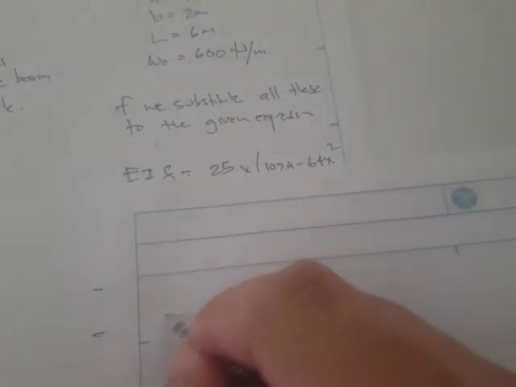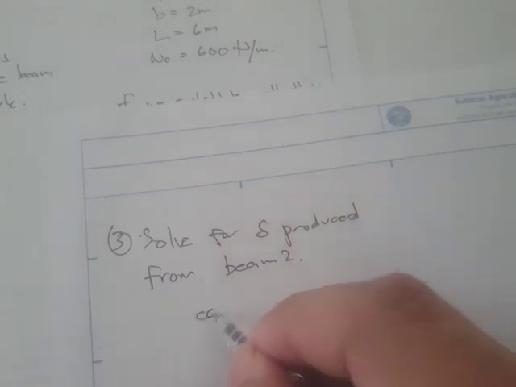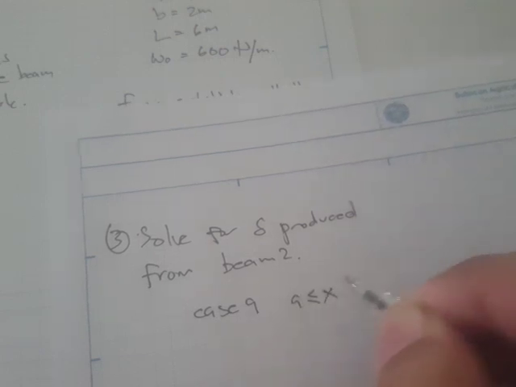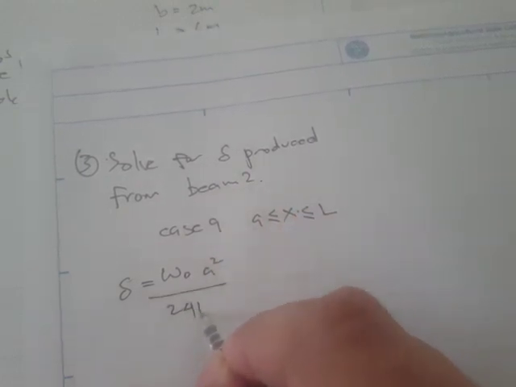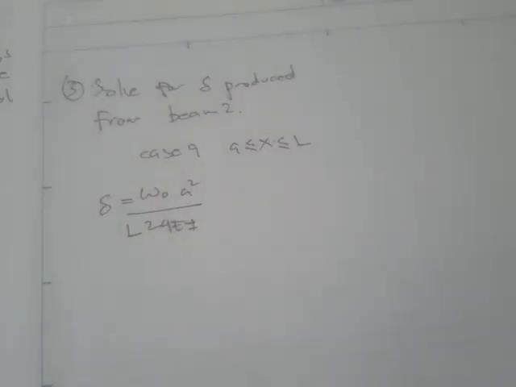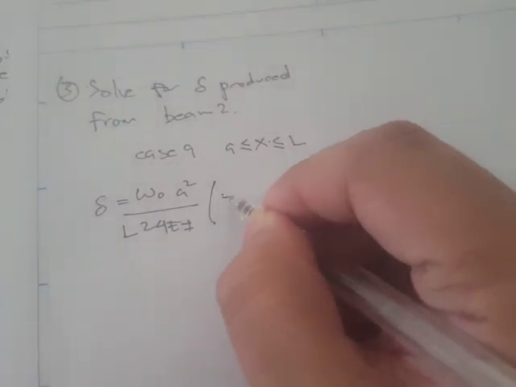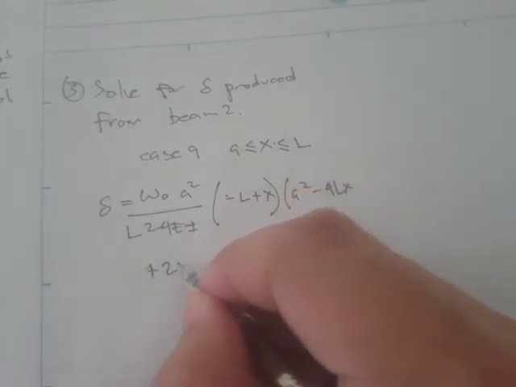Then we also need to solve for the deflection produced from beam number 2, and this is still case 9, but this is A is less than or equal to x, is less than or equal to L. The expression is times L, sorry, there should be L right here, 24L times EI, and this is minus L plus x, right, A squared minus 4LX plus 2x squared.